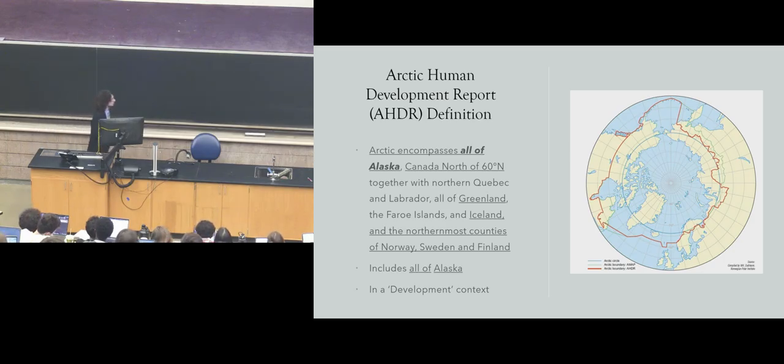This one is important. This is probably the next most important. This is the Arctic Human Development Report definition. So there's been 2 of these, one in the mid-2000s, one in the mid-2010s. It's just called the Arctic Human Development Report.